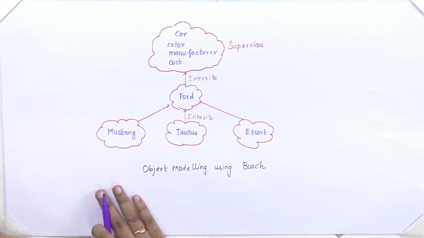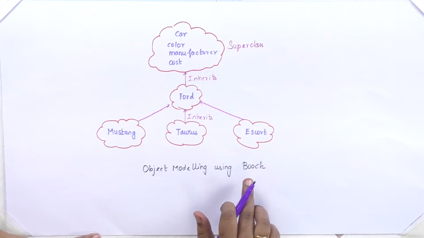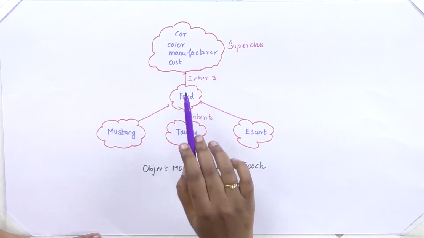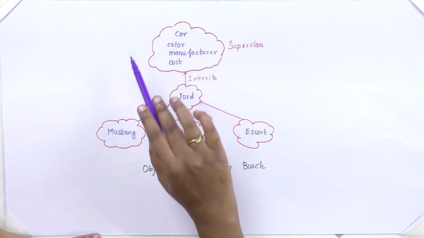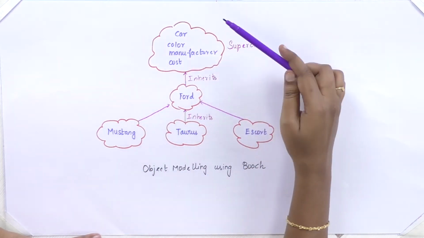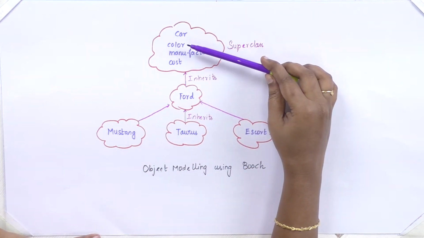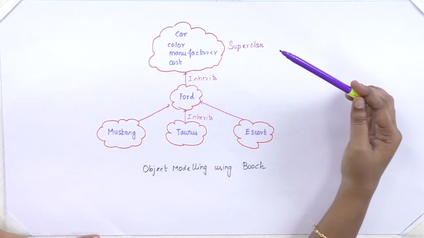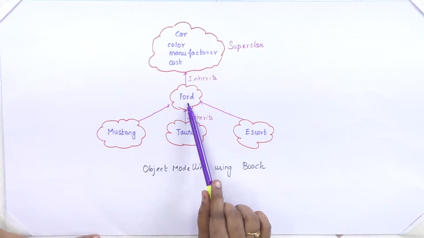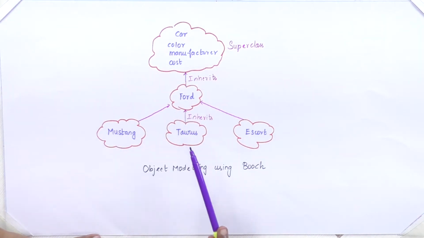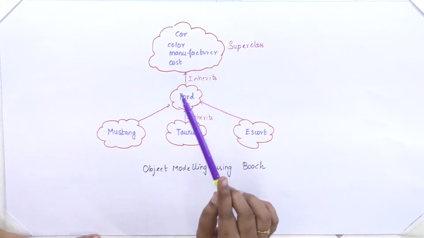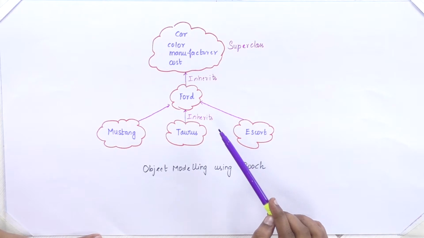This diagram says about the object modeling by Booch methodology. Here Mustang, Taurus, Escort, Ford and car are the classes. Car is a class, and color, manufacturer, cost are the attributes of the car class. Ford is also a class, Mustang is also a class, Taurus is also a class, Escort is also a class. So this diagram says how one class is inherited to other class.